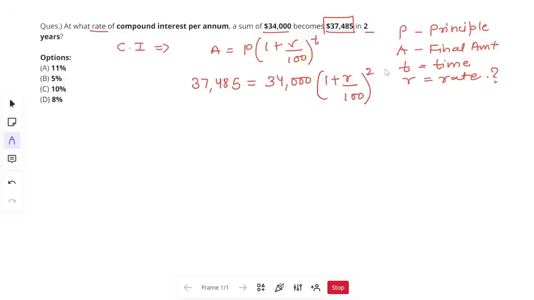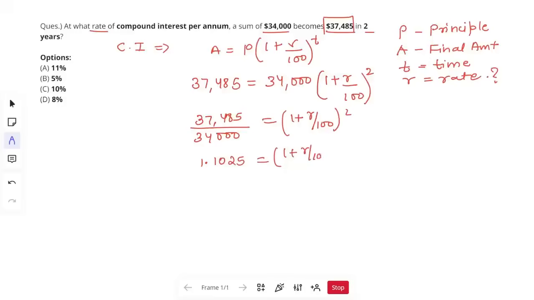Now our work is to simplify this equation and find the value of R. Let's see how we can do that. I will bring this 34,000 down here, and then we are left with (1 plus R by 100) squared. On this side you have to divide perfectly, and you will get the value in decimal, which is 1.1025, and then we have the same thing here, (1 plus R by 100) squared.